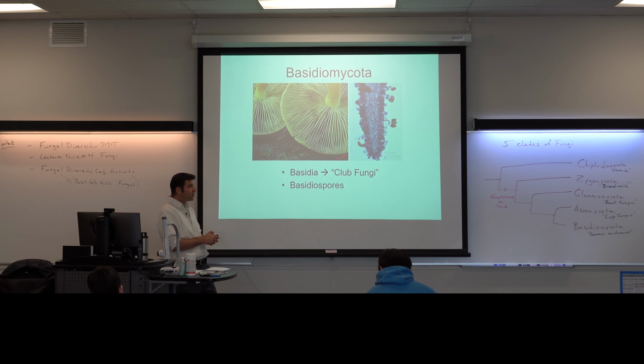It's a special cell because only in that one cell do those haploid nuclei fuse into a diploid zygote. As the story has been, as soon as that diploid zygote forms, it immediately goes through meiosis and produces 4 haploid spores. Those are called Basidiospores.